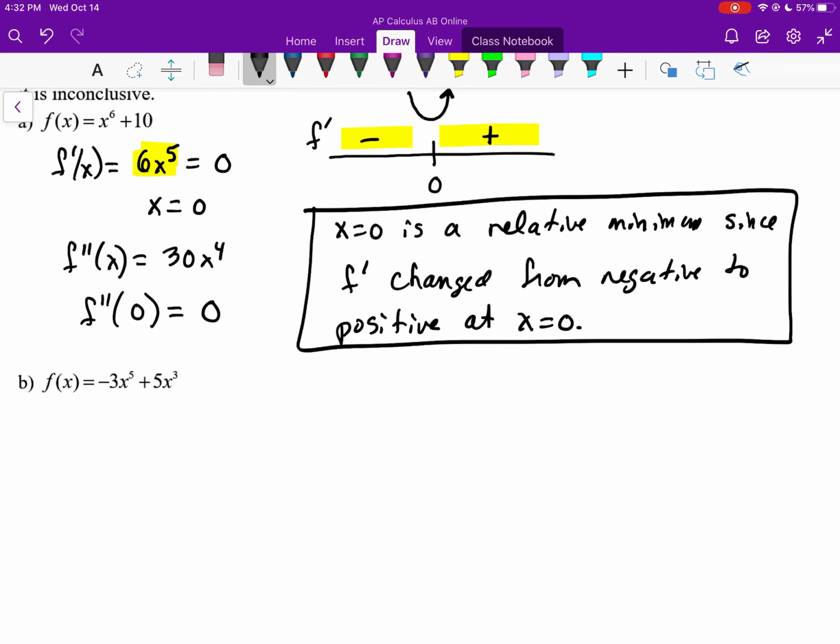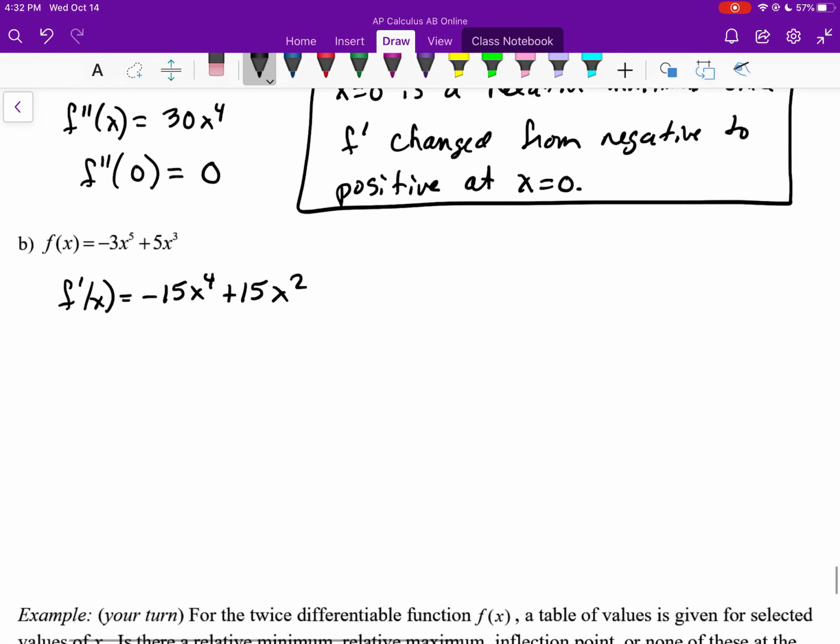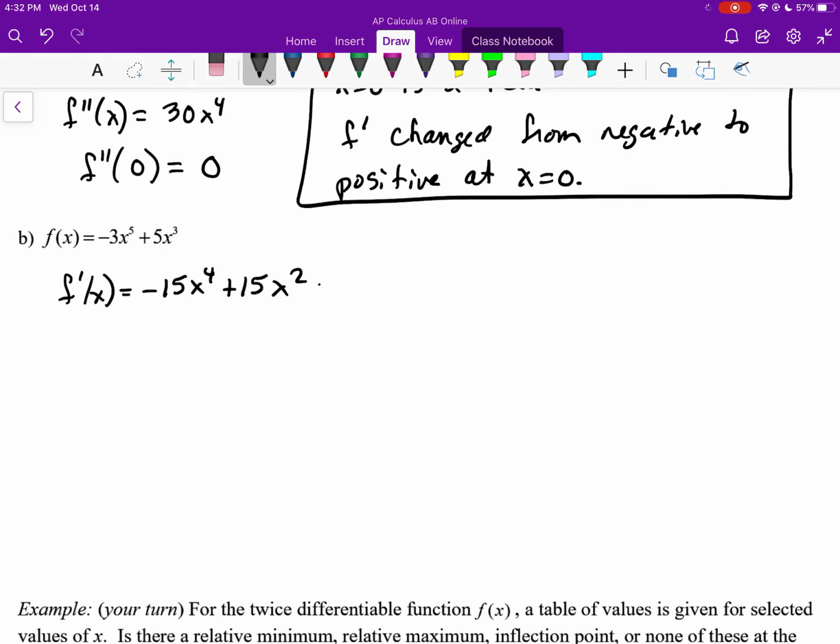The next one, in order to use the second derivative test, we've got to go and find the first and the second derivatives. So let's get started with that. F prime of x is going to be negative 15x to the 4th power plus 15x squared. When does this equal 0? There is a negative 15x squared that's in common. What's left over? x squared minus 1. This is going to be negative 15x squared times x plus 1 times x minus 1 is equal to 0.